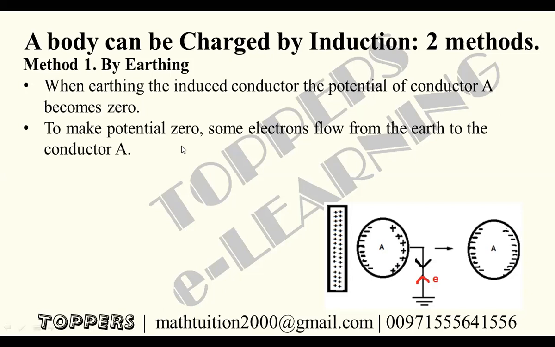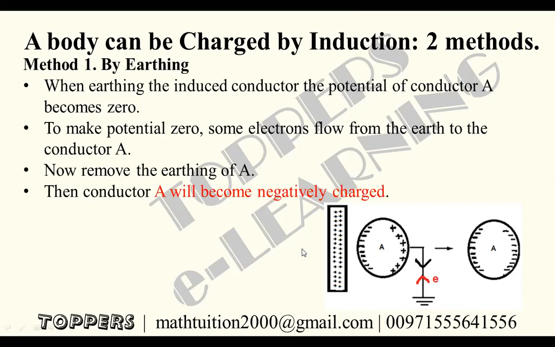So to make the potential zero, some electrons flow from the Earth to the conductor A. When this area and the Earth reach zero potential difference, the flow will stop, right? If there is a potential difference, then only the charge will flow. Now remove the earthing of A, then conductor A will become negatively charged.